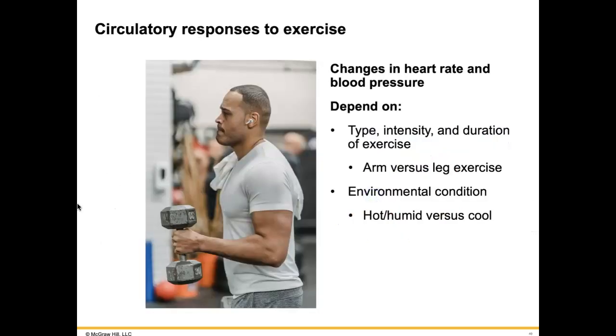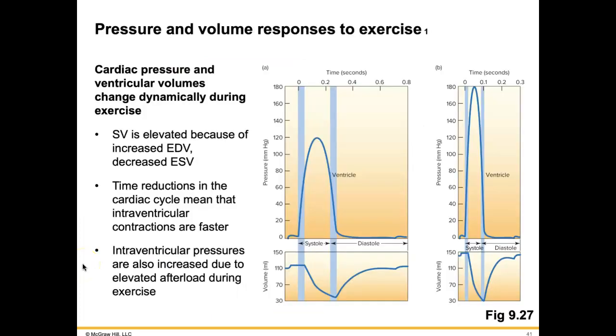Now we know that as we exercise, we are going to have changes in our heart rate and blood pressure, and that really depends on the type of exercise, intensity, and the duration of the exercise. We'll even see differences in arm exercises versus leg exercises and the environmental conditions in which this takes place. For instance, if we are in a hot or humid type of environment, we'll see that there is even more vasodilation taking place versus in a cool environment.